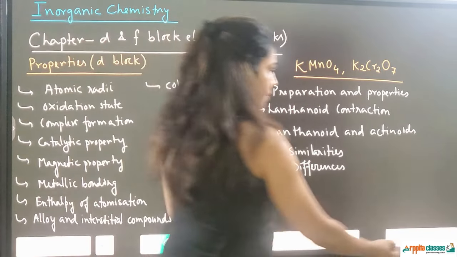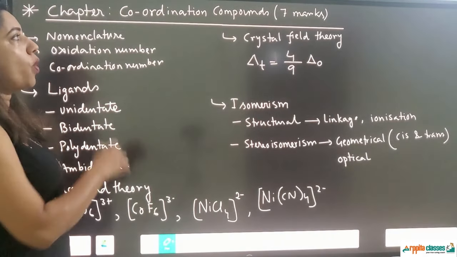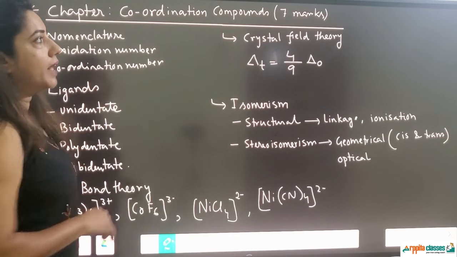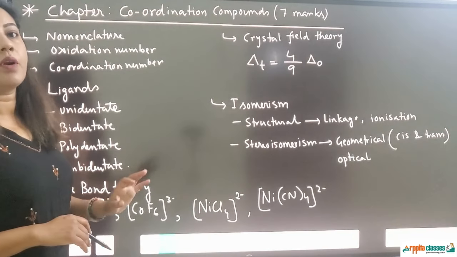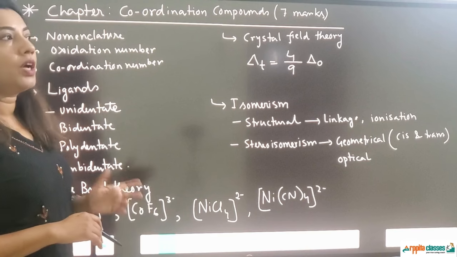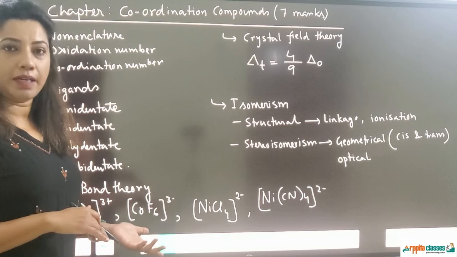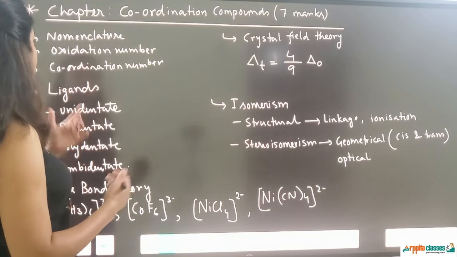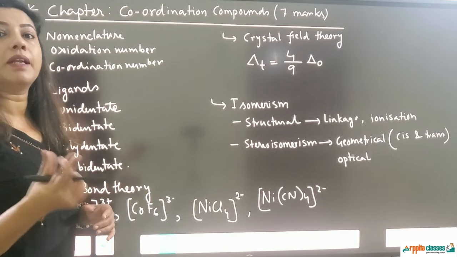Now we move on to the next inorganic chemistry chapter, that is coordination compounds, that contains 7 marks. So we have to prepare the nomenclature, very important. They will ask you the IUPAC nomenclature, or they will give you the name and you have to write down the compound. Then we have oxidation number. You have to find out the oxidation number of the central metal atom.